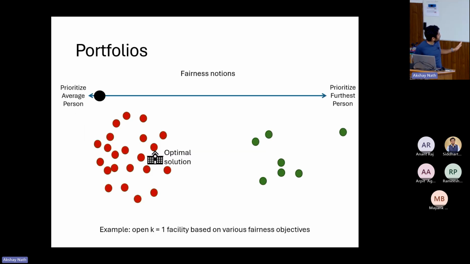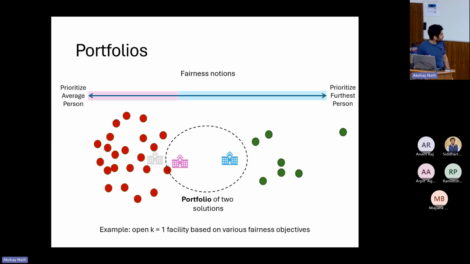So let me start by saying that, all right, I'll go along the spectrum from prioritizing the average person to prioritizing the furthest person. I'll start at the optimal solution for the first one. And as I move along this, my optimal solution is going to move, right? That's very standard in multi-objective optimization. So of course, I might have a large number of different solutions as I go from left to right. But let me pick only two solutions out of these infinite number of solutions. And what are the guarantees that these two satisfy?